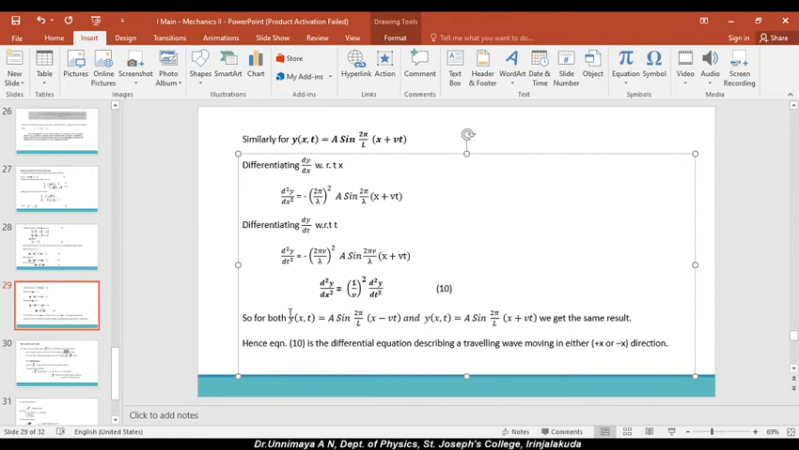So for both y x comma t is equal to a sin 2 pi by lambda x minus vt and y x comma t is equal to a sin 2 pi by lambda x plus vt, we get the same result.